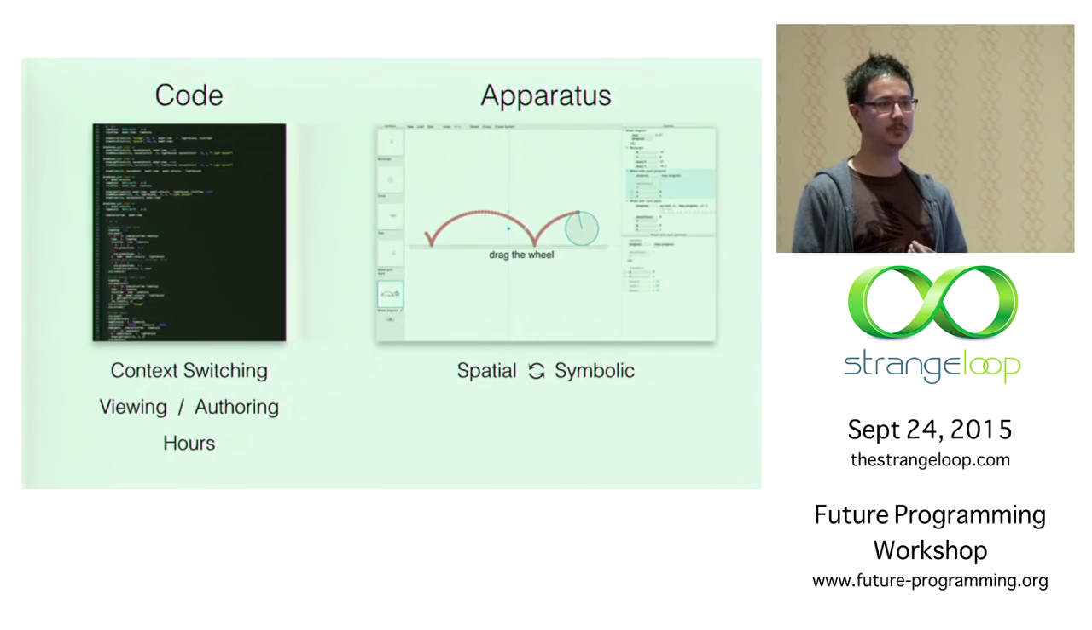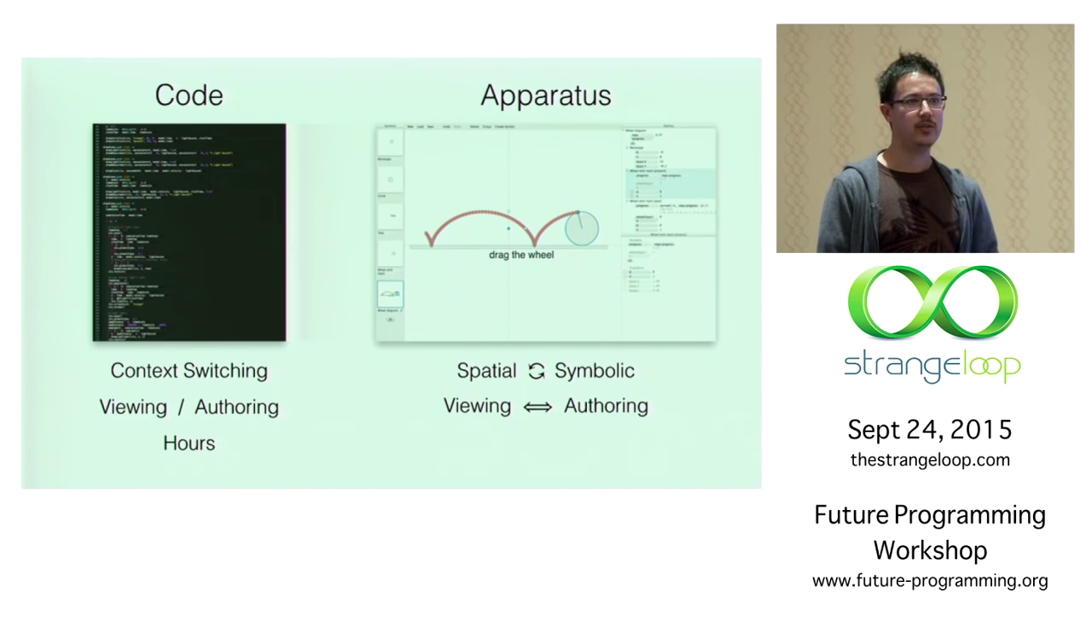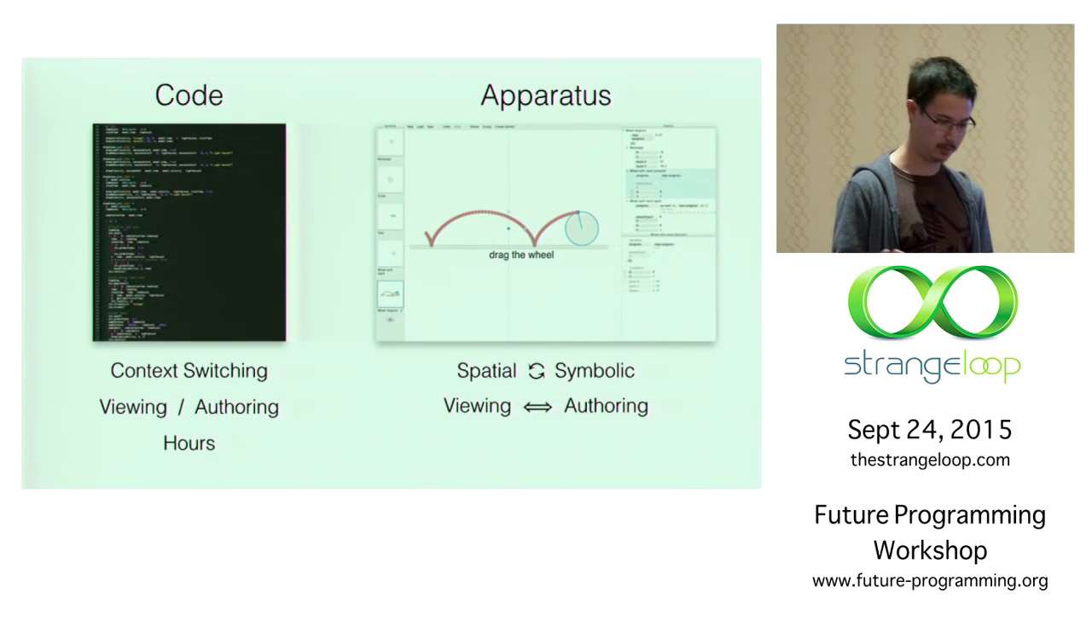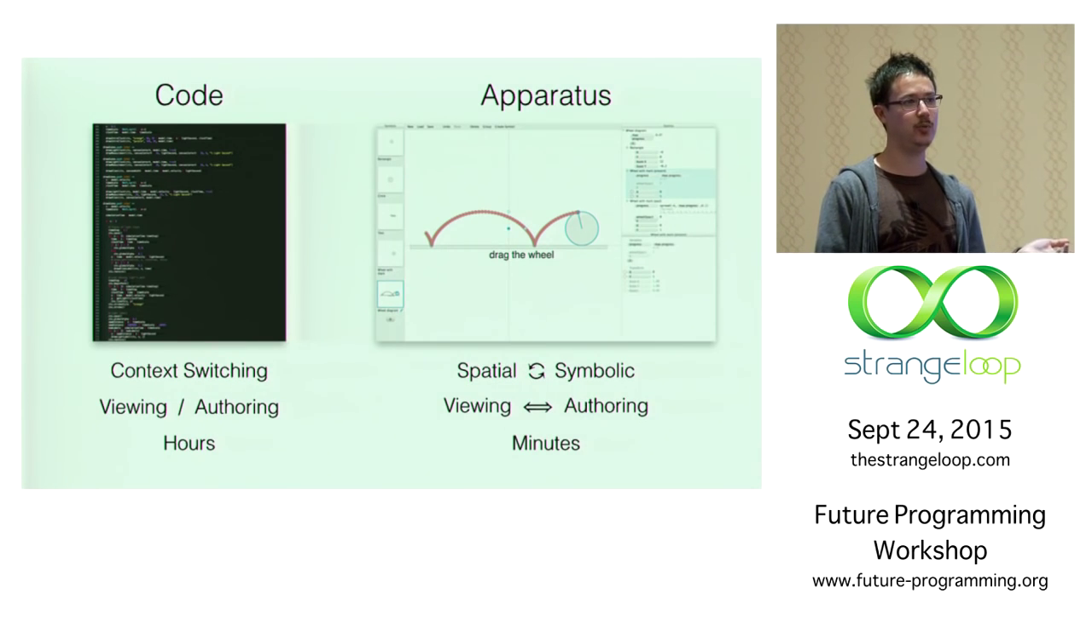And in this combination, Apparatus supports both spatial thinking and symbolic thinking, and it also helps both of these modes of thought support each other. There's a gradient between viewing and authoring. The interactions that you use as a viewer interacting with the diagram, drag and drop, are the same as the interactions you use as an author editing a diagram, also drag and drop. And finally, Apparatus aims to bring the timescale for creating these interactive diagrams down to minutes rather than hours.